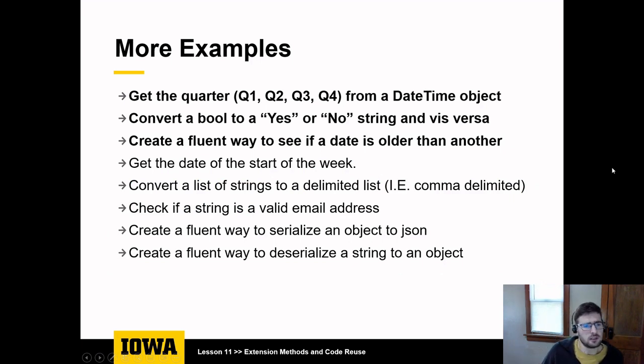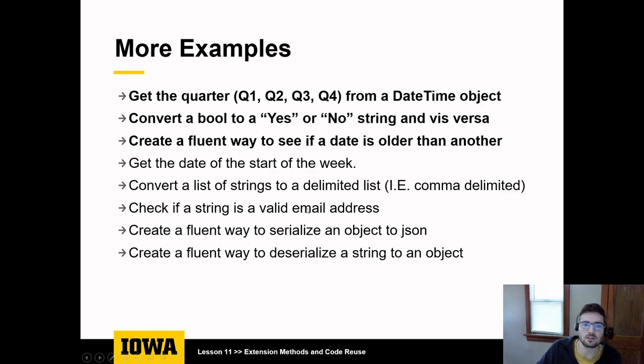Okay, so let's just acknowledge a few more examples that you might write extension methods for. We saw these first three, the ones in bold, and here are some similar examples. Write an extension method to get the date of the start of a week. So extend DateTime, and given that DateTime, get the date of the start of the week of that DateTime, something like that.